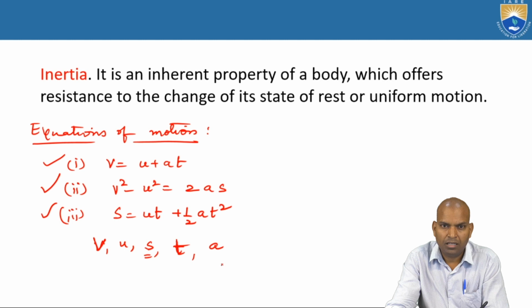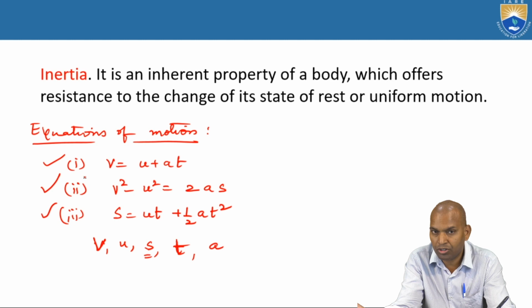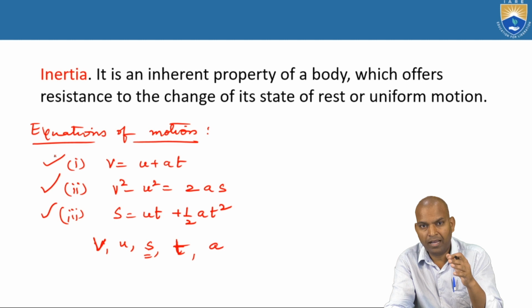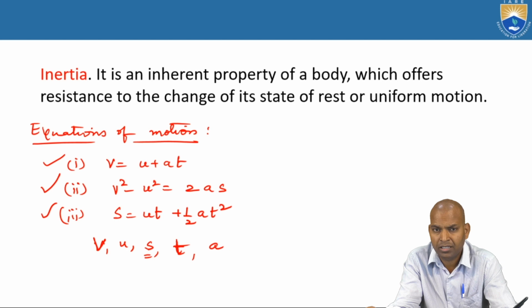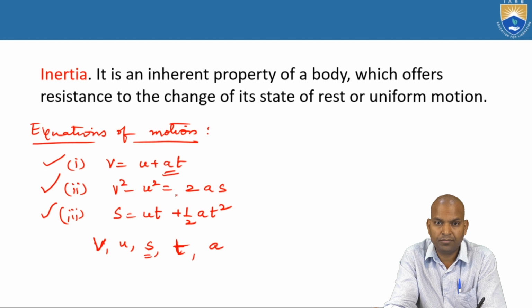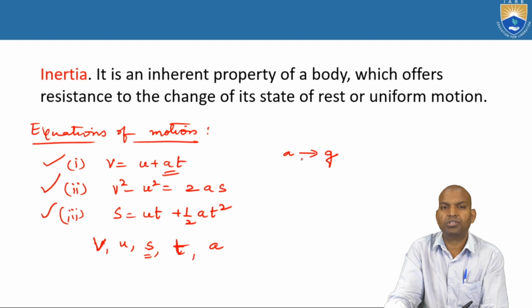These equations hold only when the body is traveling in a horizontal plane, horizontal in the sense of on Earth. If it is a vertical plane, the acceleration converts into acceleration due to gravity. When the body is moving vertically upwards from Earth to the sky, or vertically downwards, A becomes the acceleration due to gravity, G.